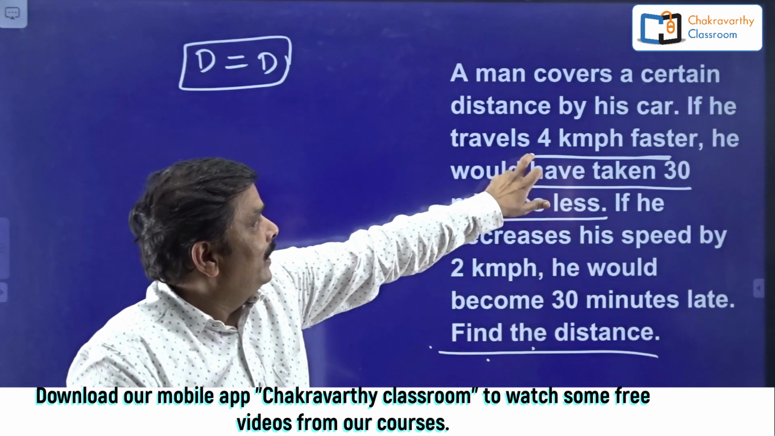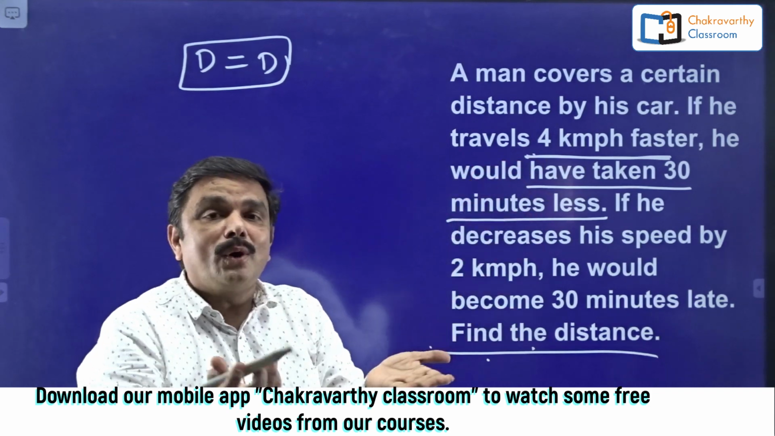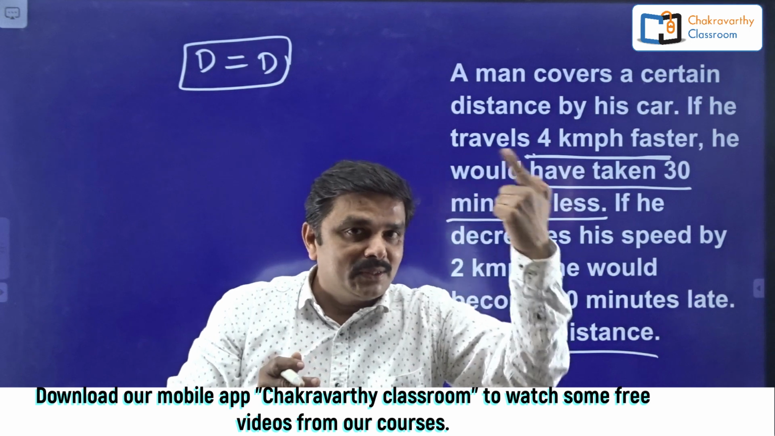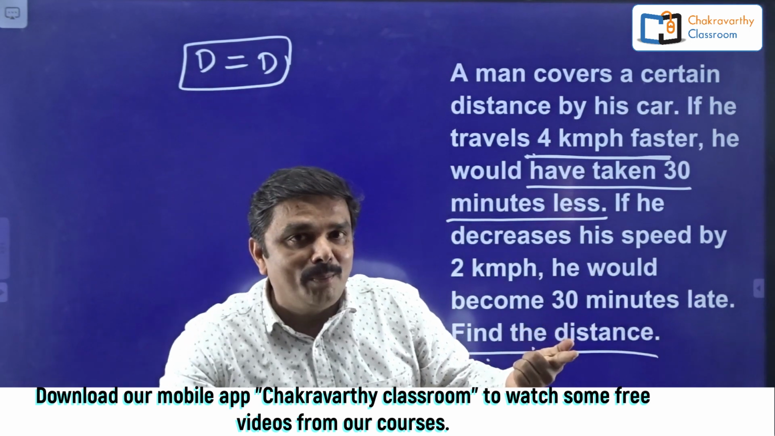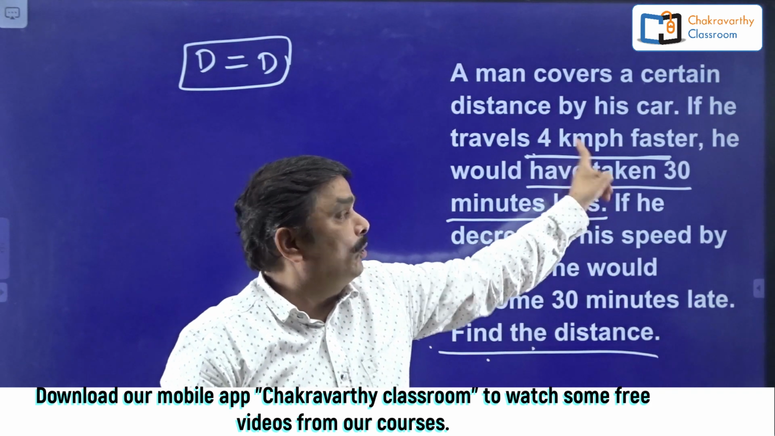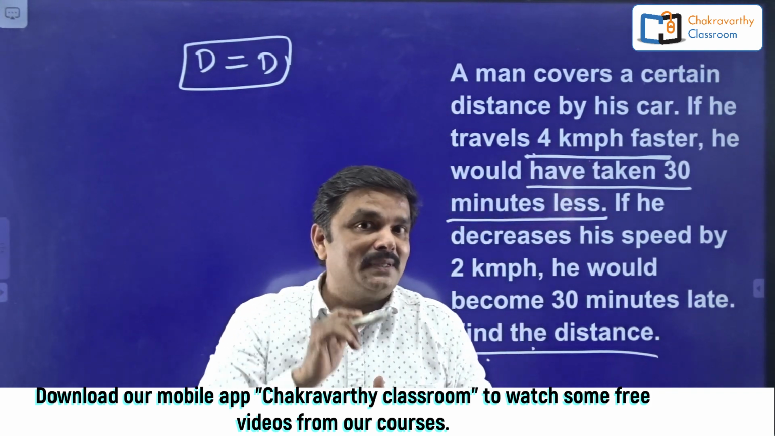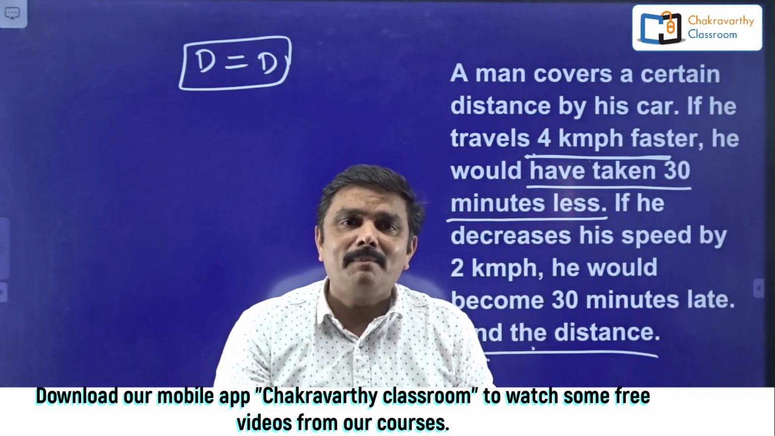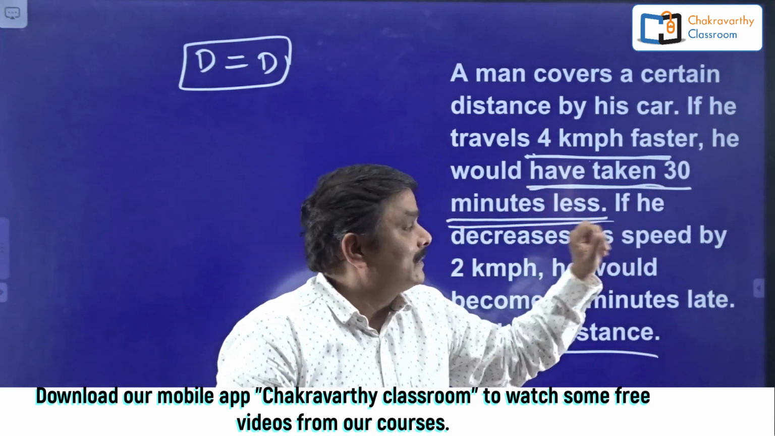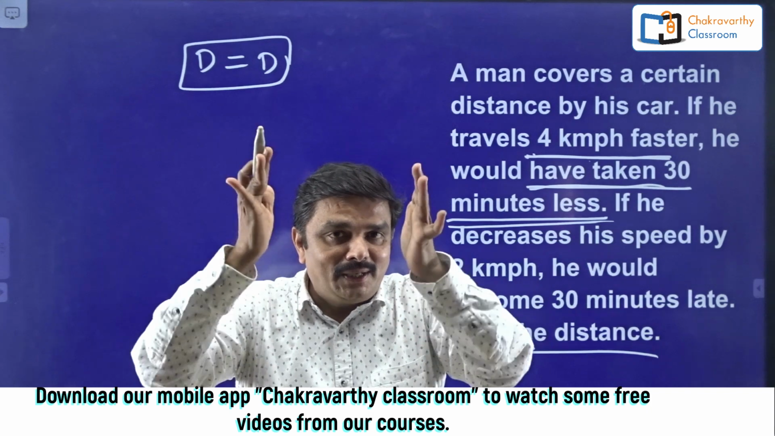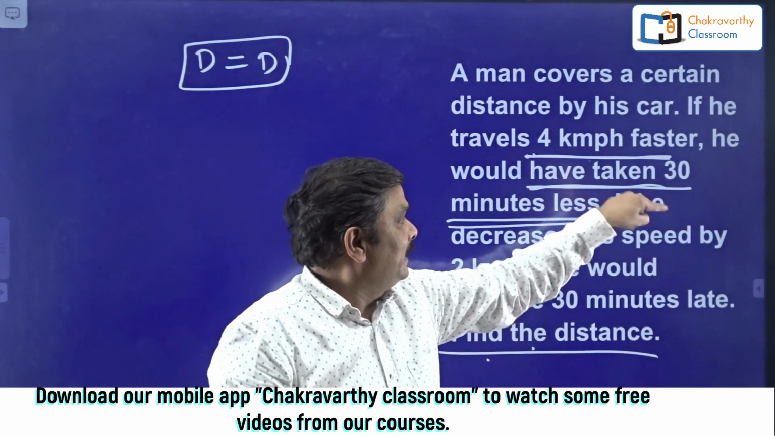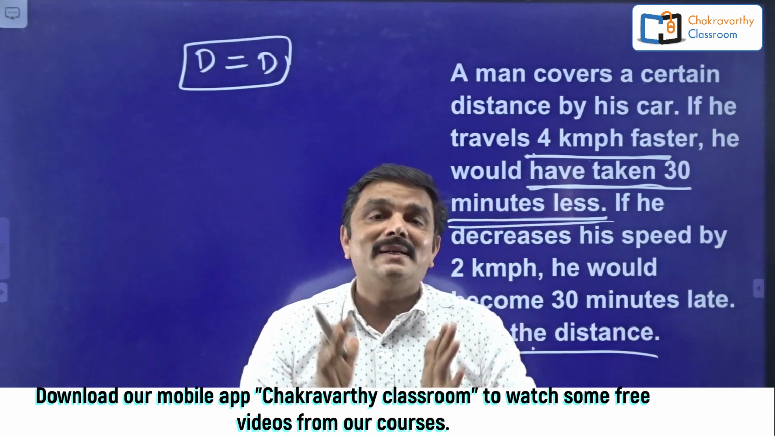Now observe here, in the first case you see 4 kilometers faster. What is the meaning of that? Usual speed is something plus 4 kilometers. That means difference in speeds is 4 kilometers per hour. Next one is he would have taken 30 minutes less. Difference in timing is also given here. Difference in timing is 30 minutes.